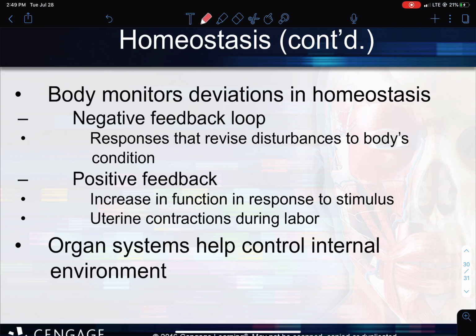Or if you step outside, too hot, now you need to start sweating, you need to let go of that heat. But at some point that system has to be turned off, right? So it has to go back in the opposite direction. So that's called a negative feedback loop. But what's a positive feedback loop?